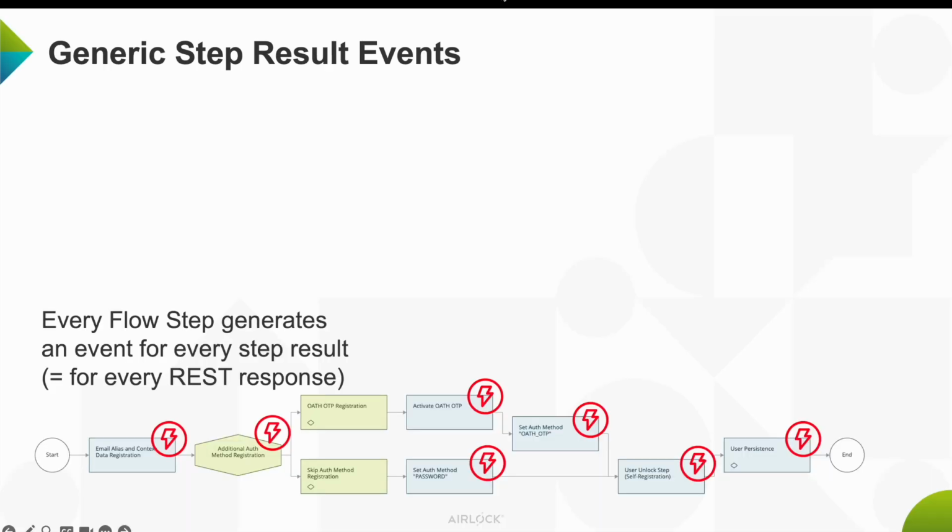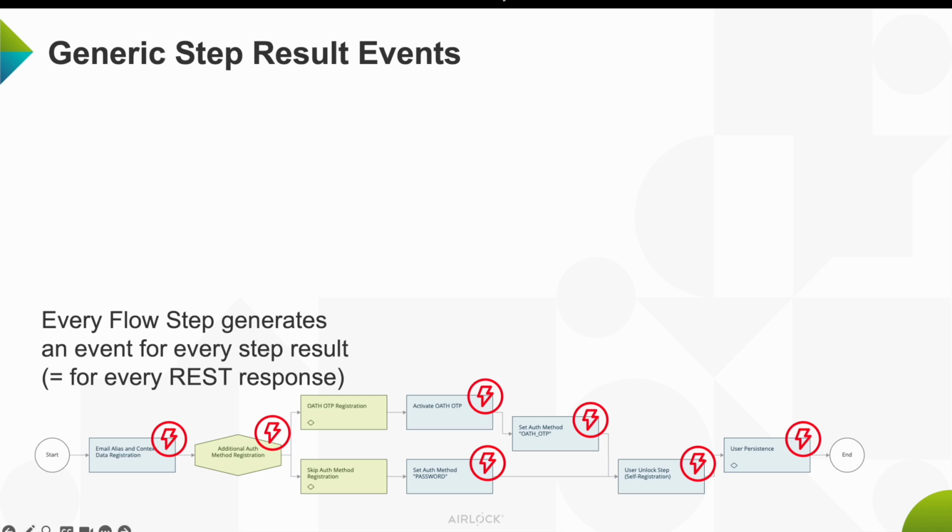Generic step result events are a new feature in the login app flows. Every step will now create an event, and you can configure a subscriber to pick up on those events. What does that mean? Well, with every REST response, we're not only sending a REST response to the client, but we're also creating such an event.